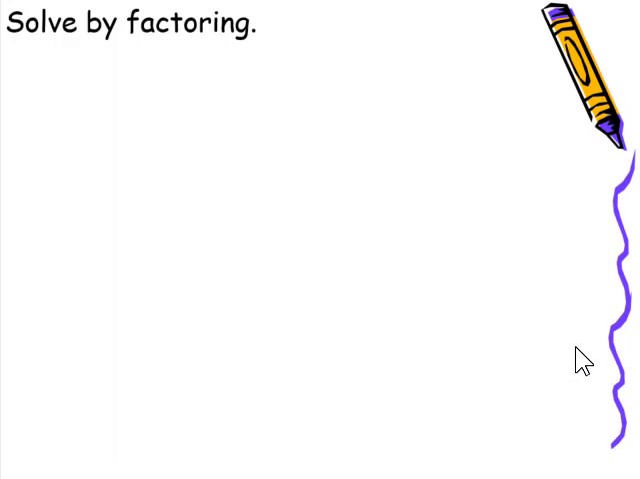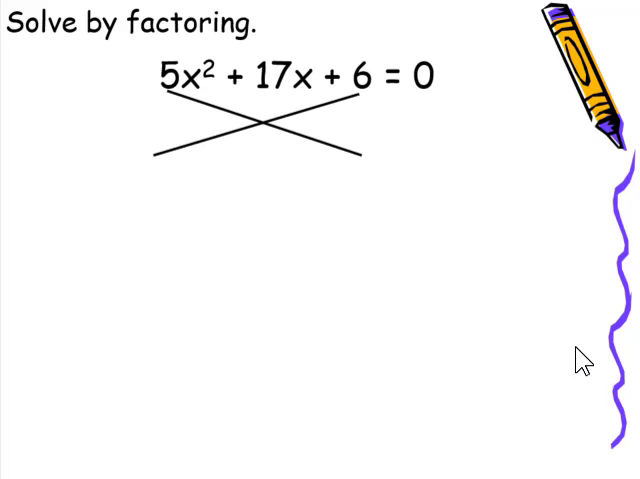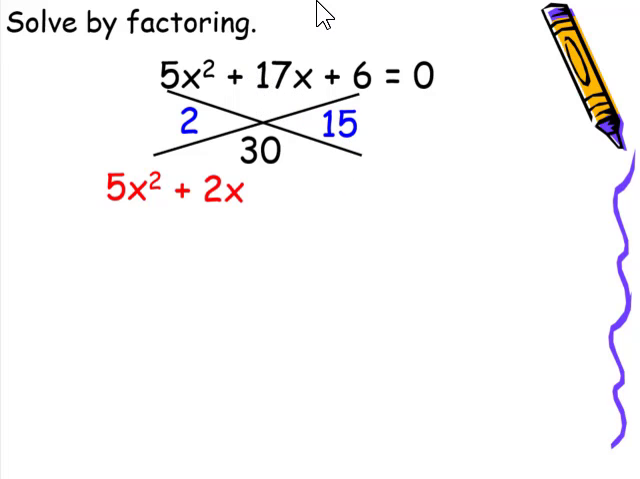This next one was solving by factoring. Please remember that when we solve by factoring, we're going to take the leading coefficient times the constant. What two numbers multiply to give us 30 but add to give us 17? That would be 2 and 15. So 2x plus 15x is a positive 17x. So we're just rewriting 17. So again, 2x plus 15x is this positive 17x.